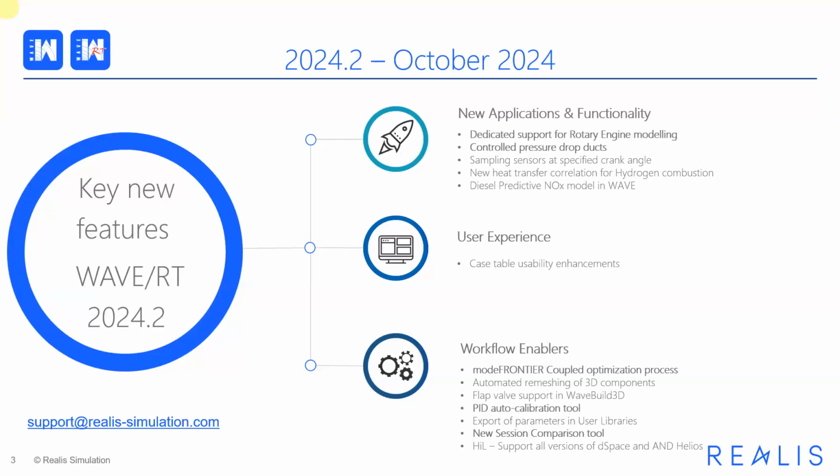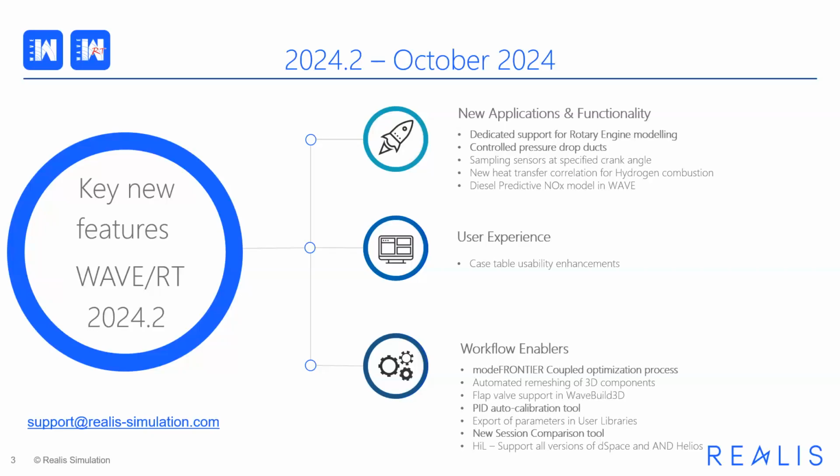Continuing with the improvement of the physics modeling, in this release we have a new heat transfer correlation for hydrogen combustion, which also can benefit other fuel types, and a new diesel predictive NOx model in WAVE, enabling accurate NOx emissions prediction for diesels and diesel-like fuels. In the user experience category, we have enhanced the usability of the case table through several modifications which improve navigation of large case tables with a large number of cases and a large number of parameters.